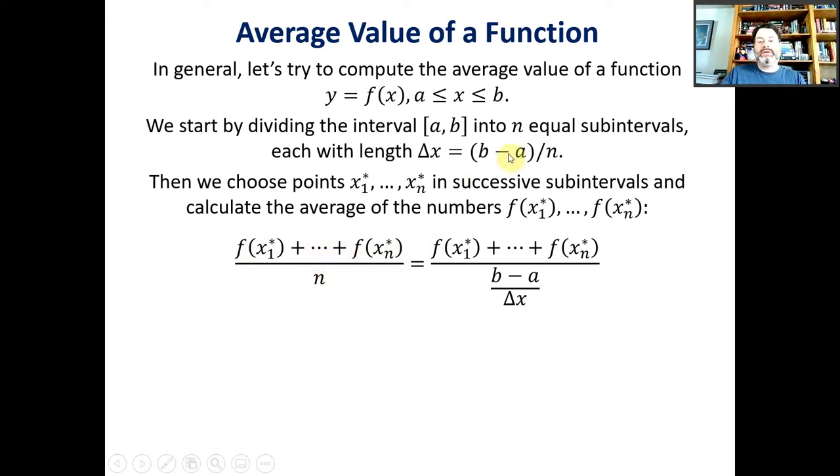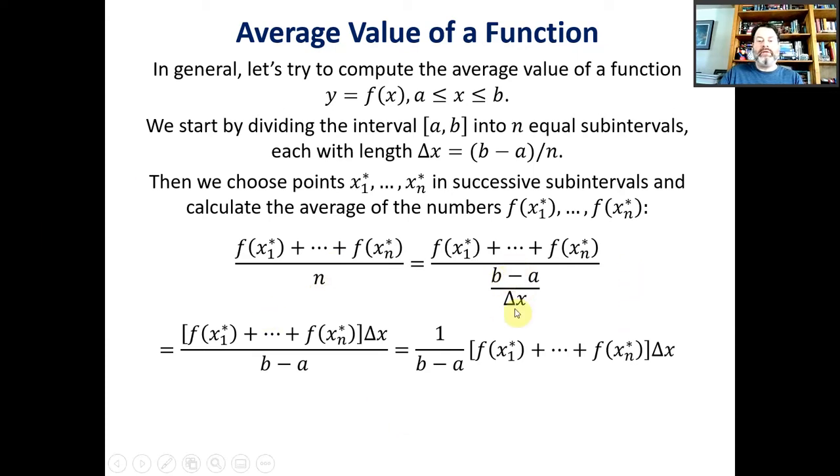But we know what n is, right? We can see using this formula here that if you take this formula, multiply both sides by n and divide both sides by delta x, you get n is b minus a in the numerator and delta x in the denominator. So I'm just going to replace n with b minus a over delta x. What I want to do is get the n out of there.